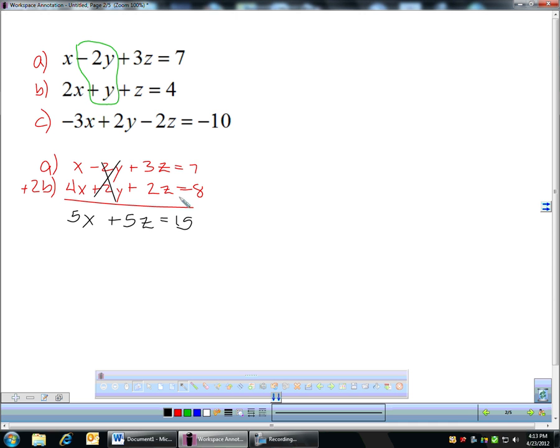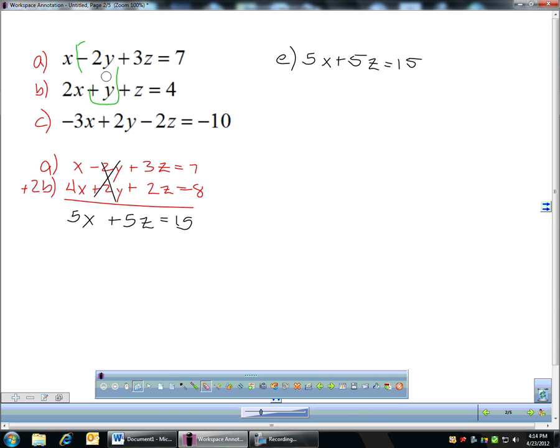And I just created a new equation, so I'm going to call that equation E, and I'll bring it up here. Equation E is going to be 5x plus 5z equals 15. So there's equation E. I've got to get another equation also. And once I've decided to start eliminating y's, I need to stick with eliminating y's. I don't want to change up and try to eliminate an x or a z.